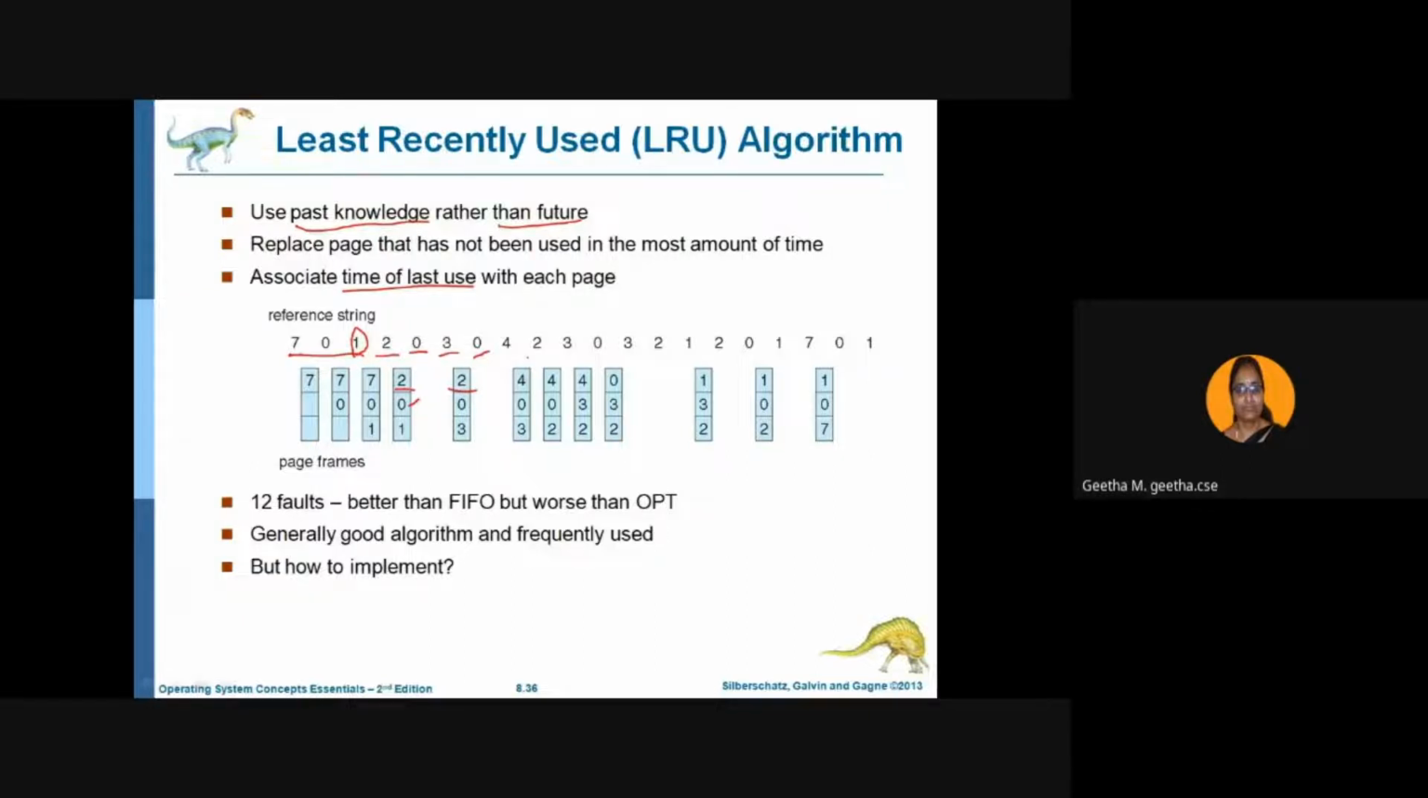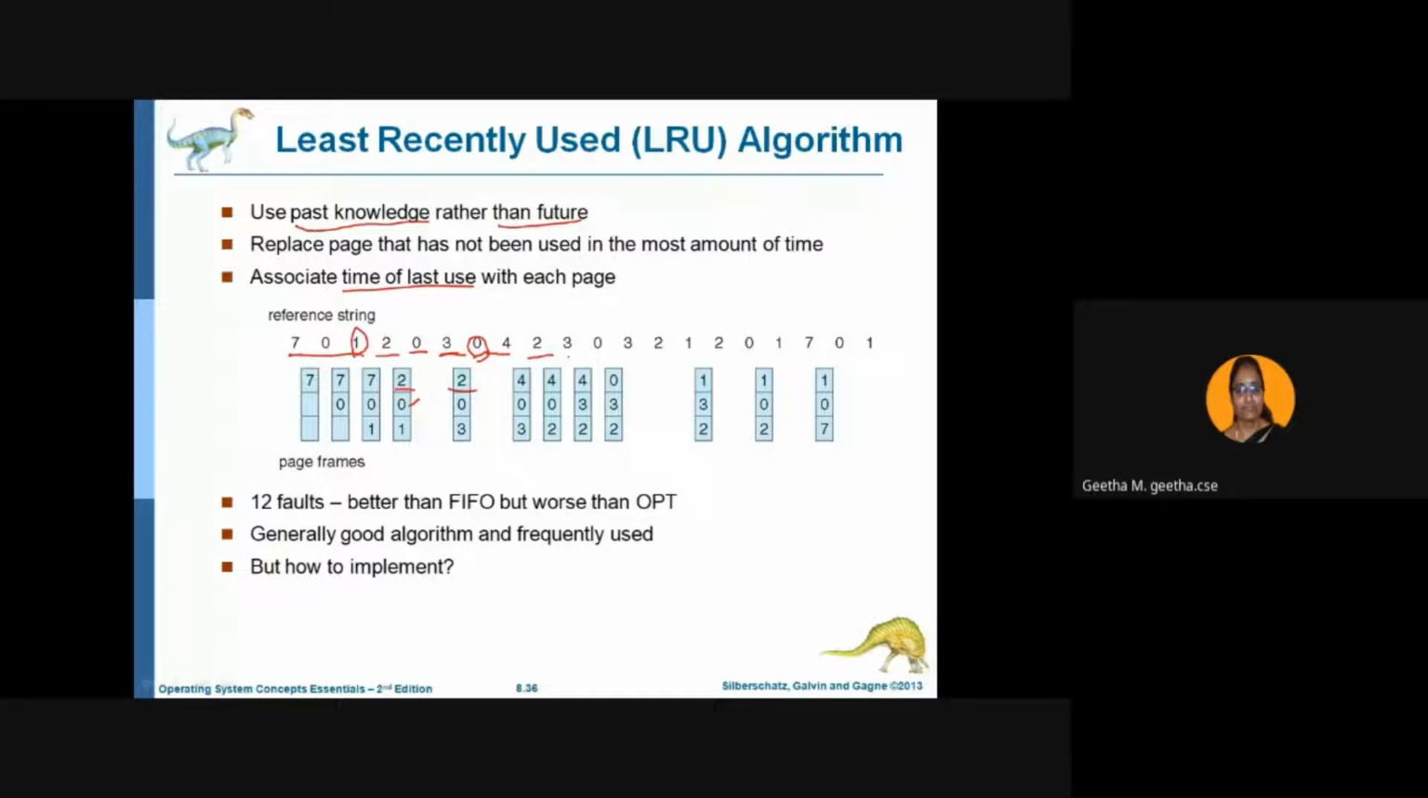Now consider page number 2. The next reference is page 2. It is not in memory. So considering 4, 0 and 3, 4 is the most recently referred page. Previous to that, 0 is referred. Before that, 3 is referred. So 3 is removed, and it is replaced by 2. So now the pages are 4, 0 and 2.